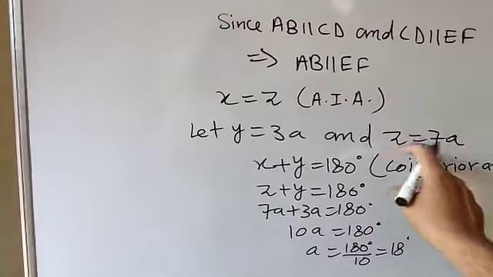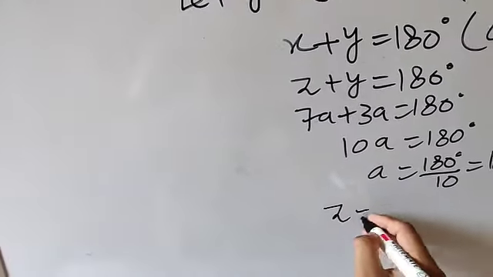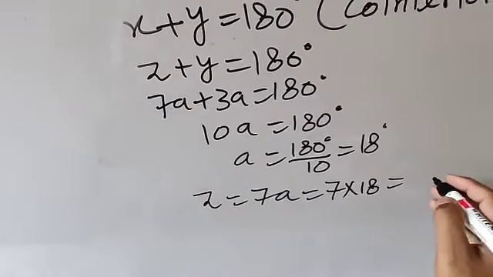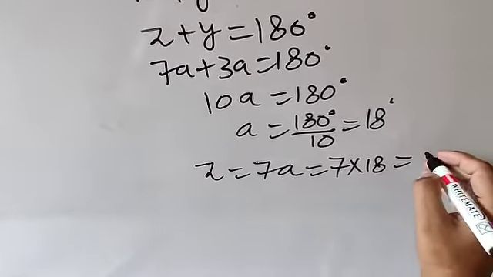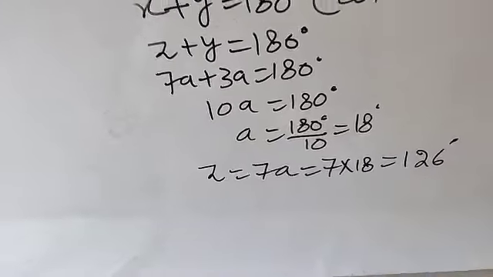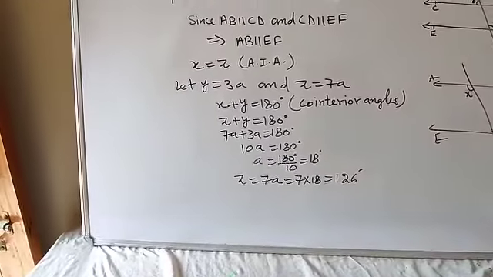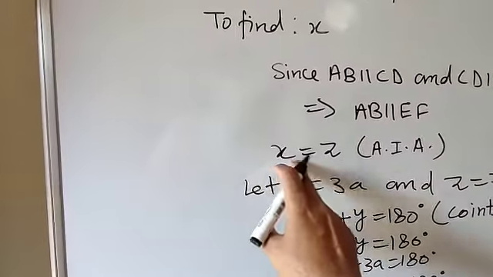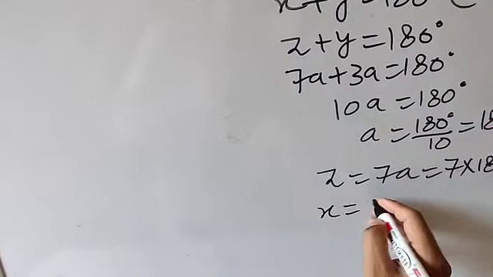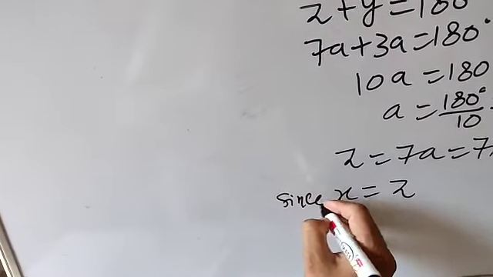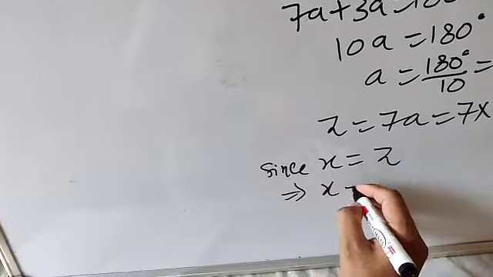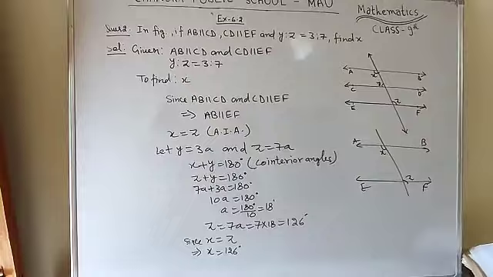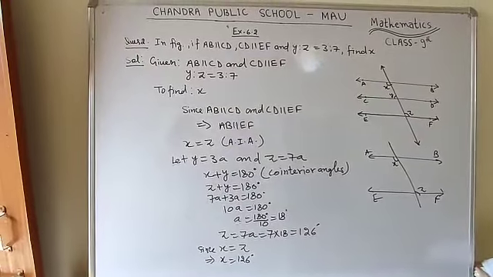So what is the value of Z here? Z equal to 7A, then 7 into 18. What will be the value of 7 into 18? That will be 126 degrees. So Z equal to 126. But in the question you need to find the value of X, and here you got that X equal to Z. Since X equal to Z, it shows that X equal to 126 degrees. So the value of X is 126 degrees.